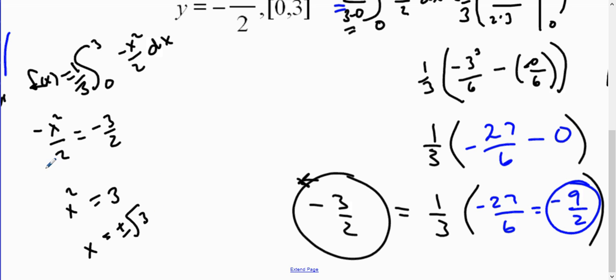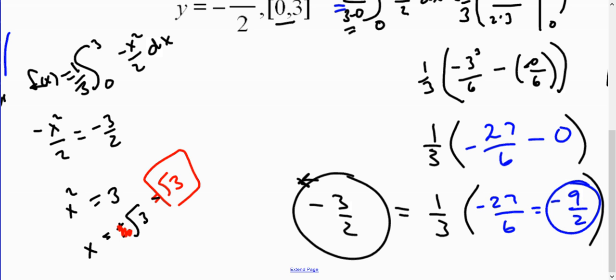But since we are only working on the interval from 0 to 3, we're only going to use the positive portion, so I'll cancel this out. Our answer is going to be the square root of 3. And that's it. That is the average value theorem.